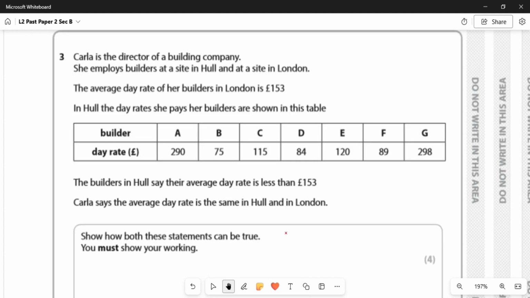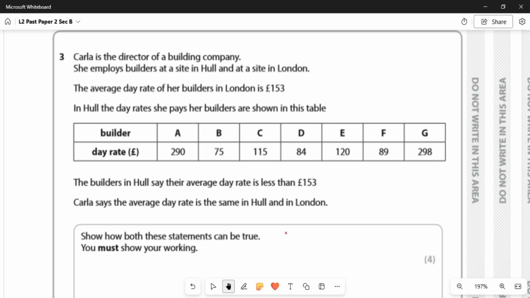Question 3. Carla is the director of a building company. She employs builders at a site in Hull and at a site in London. The average day rate of her builders in London is £153. In Hull, the day rates she pays her builders are shown in this table. So you've got builder A, B, C, D, and so on.